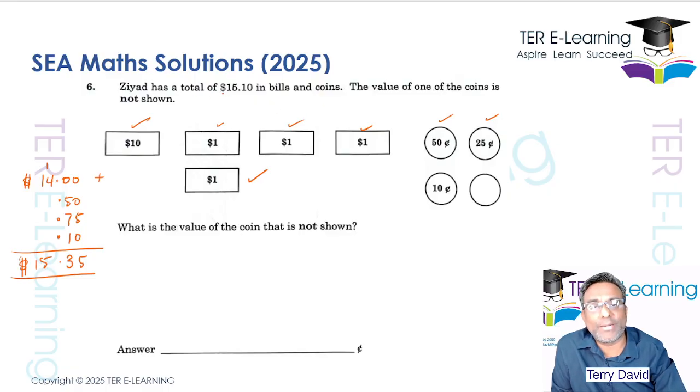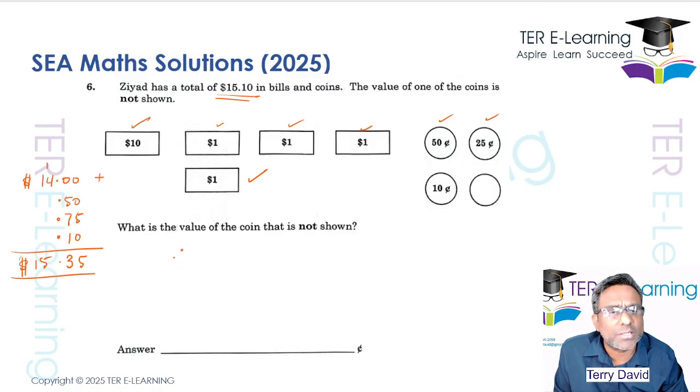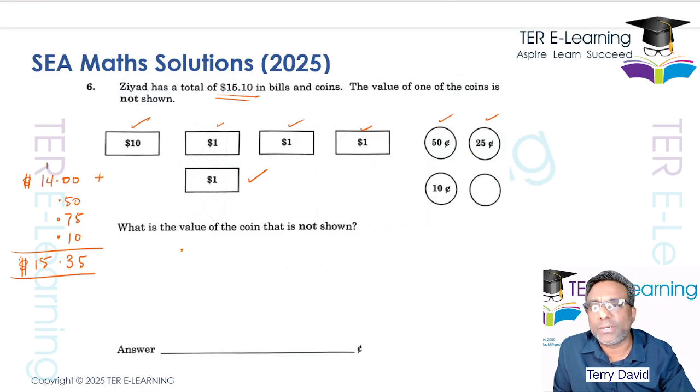But they are telling us that we have a total of 1510. So therefore, all I need to do... there's something not right here. One sec. 10, 11, 12, 13, 14. We have 50, 25. Oh, that's not right.